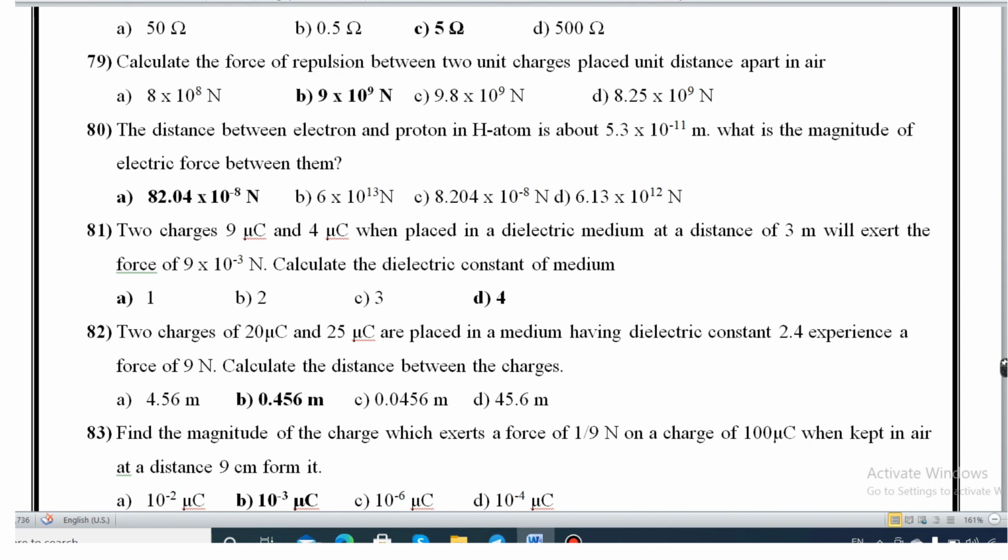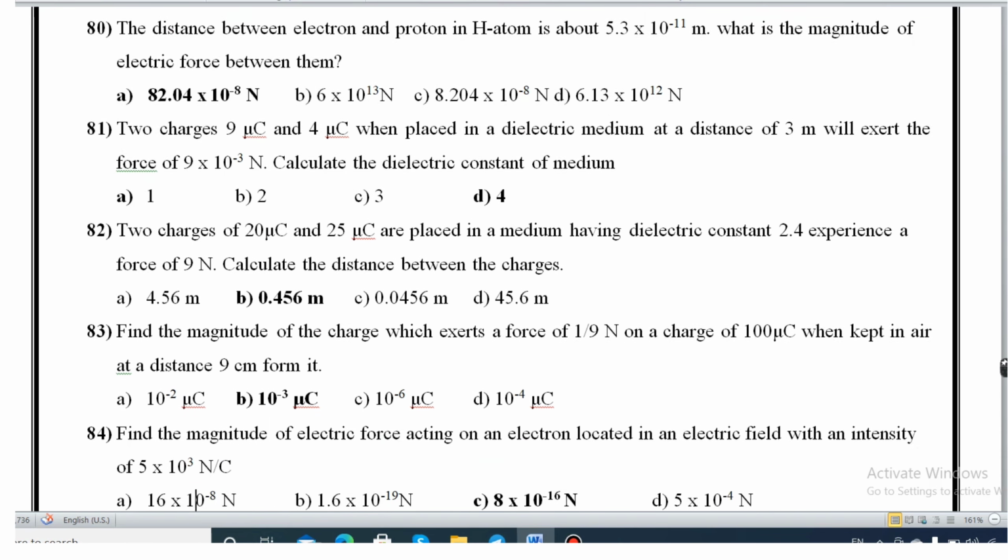Two charges, 9 mu c and 4 mu c, when placed in a dielectric medium at a distance of 3 meter, will exert a force of 9 into 10 raised to minus 3 Newton. Calculate the dielectric constant of the medium. It is 4.